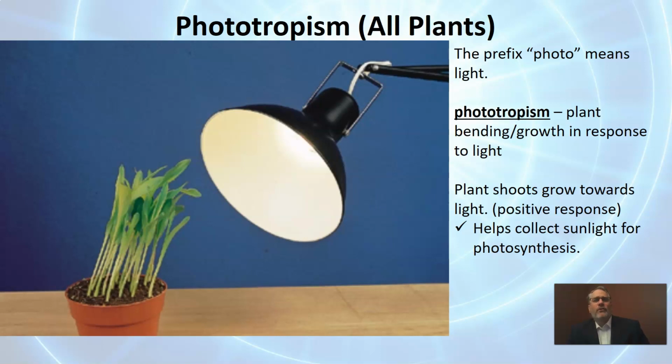But all plants also have a negative response. And that negative response is for plant roots to grow away from light. So plant roots will grow away. Now, this negative response helps the roots go deeper, helps keep them hidden from the light, keeps them in the soil where they're able to absorb water, also for photosynthesis. So phototropism is plant response or growth in response to light. And we have a positive response, which will be in the shoot system, and a negative response, which will be in the root system.